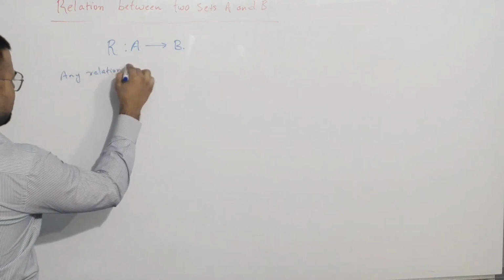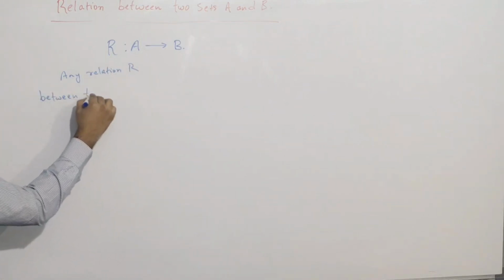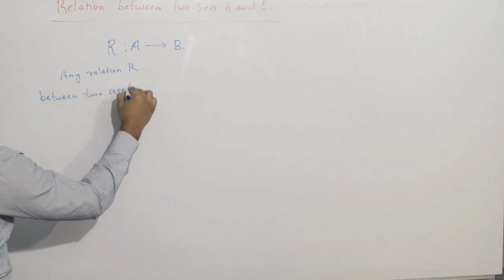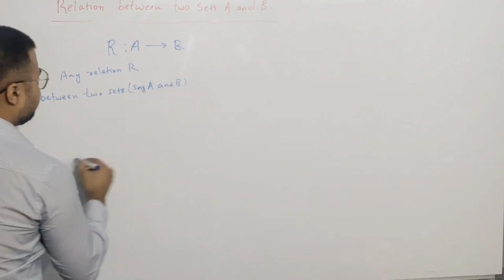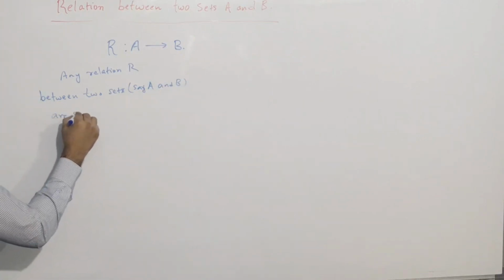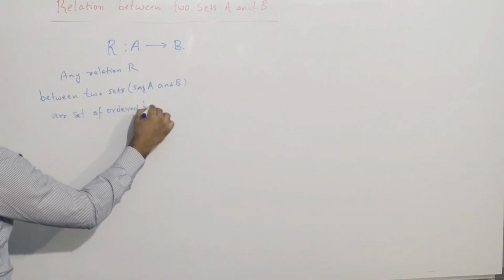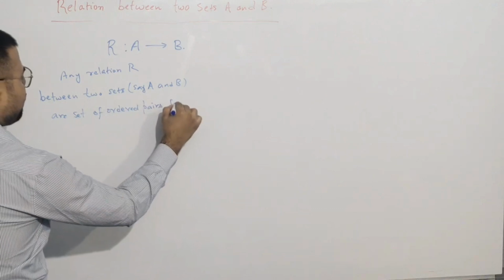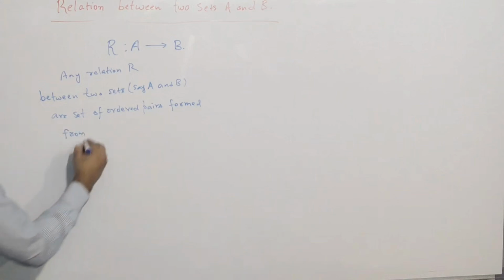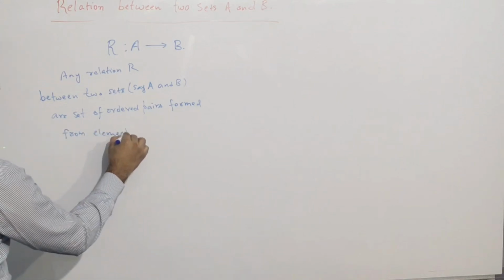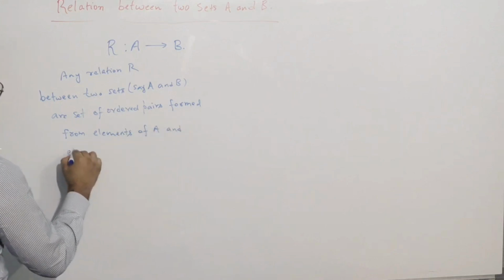Any relation R between two sets, say A and B, is a set of ordered pairs formed from elements of A and elements of B.